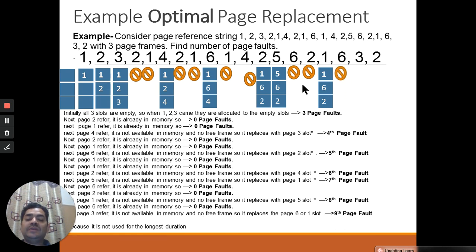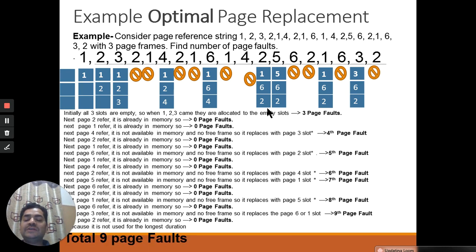3, it's not in the memory. In the future, of 1, 6, 2, only 2 is used, so we replace 6 or 1. We can replace either one of these. We replace 1, so 3, 6, 2 is there, and the last one, 2, is referred, already in the memory, so there is no page fault. So total page faults are 9, which is better than FIFO.